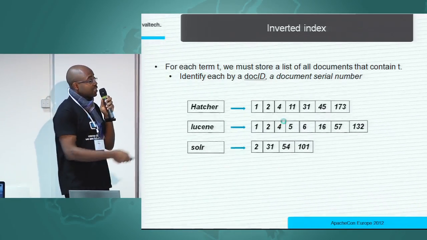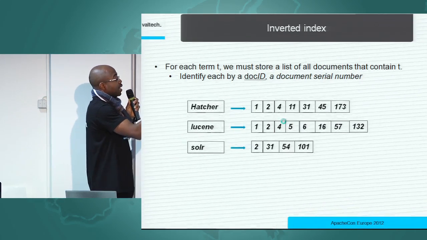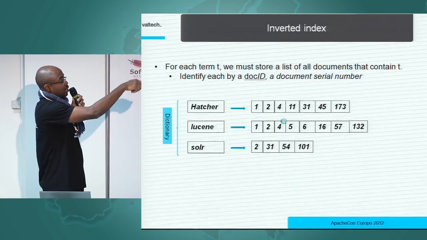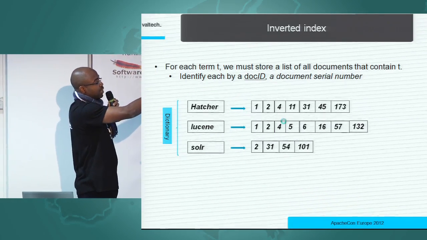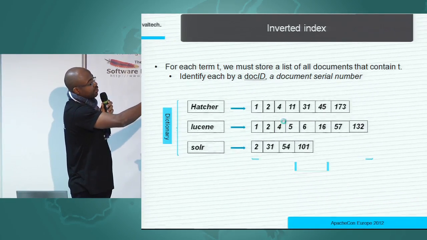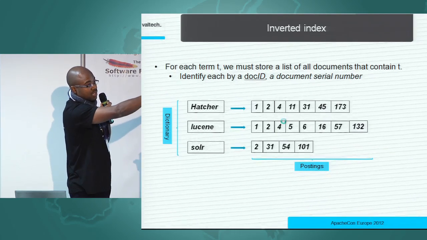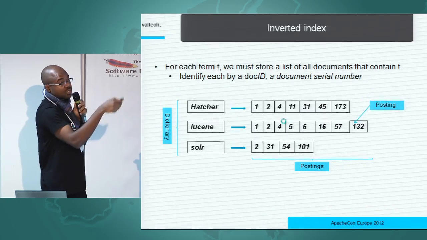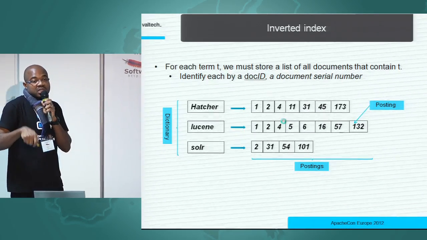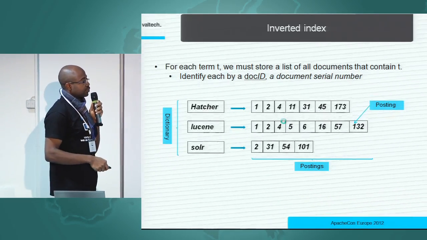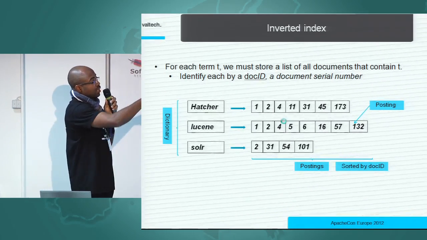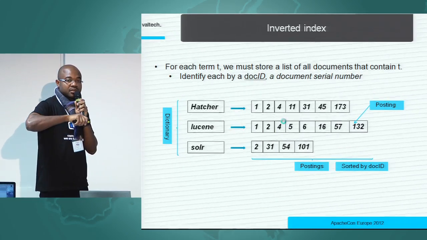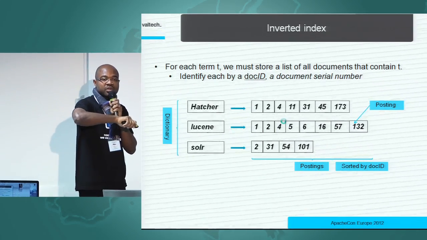In this representation, the set of terms is called the dictionary. And in front of each term you have its postings. That is the technical term. And one entry in this is just called a posting. So a posting is a document ID. And it is important that the postings are sorted by doc ID. And you will see that it is important for the query to be very efficient.